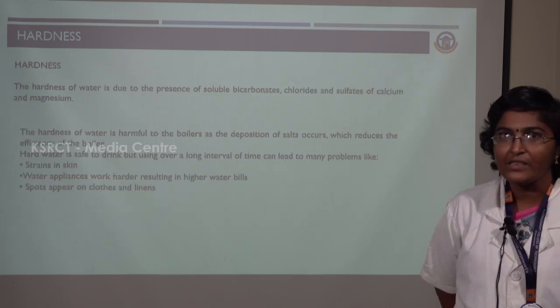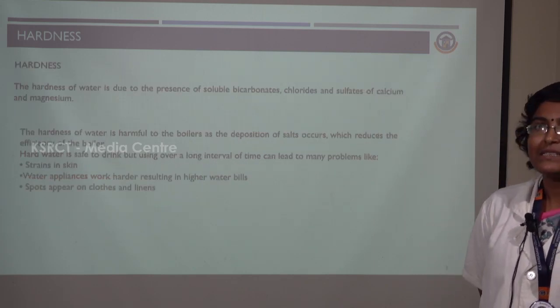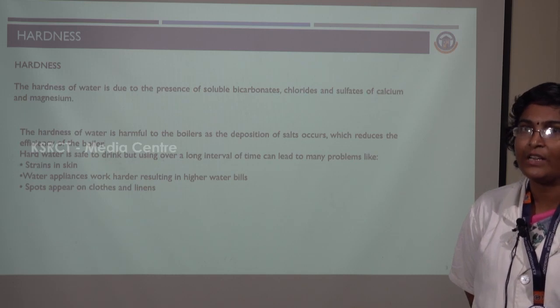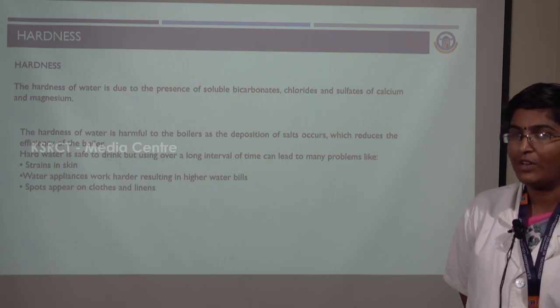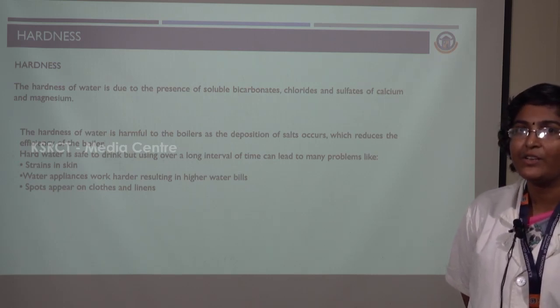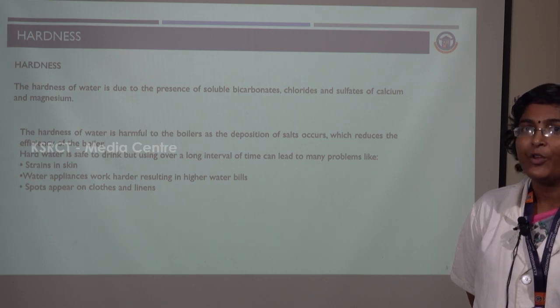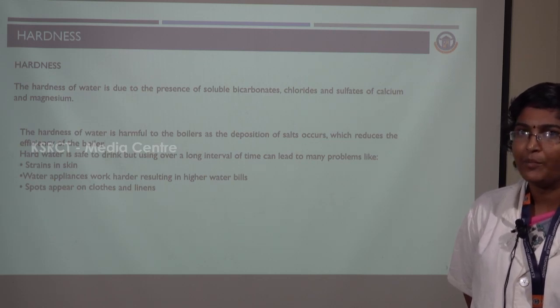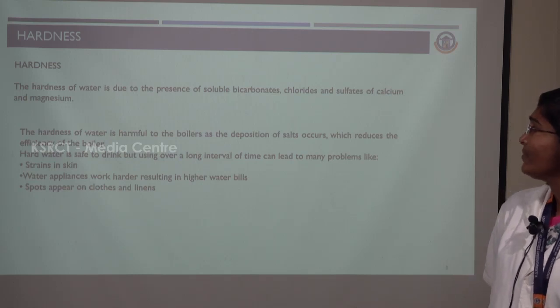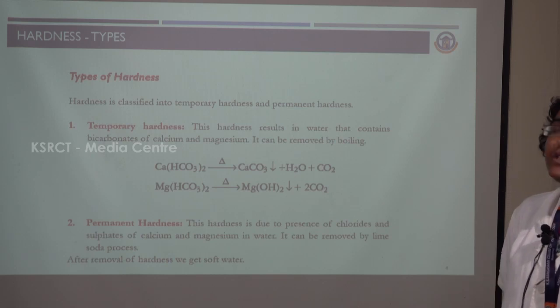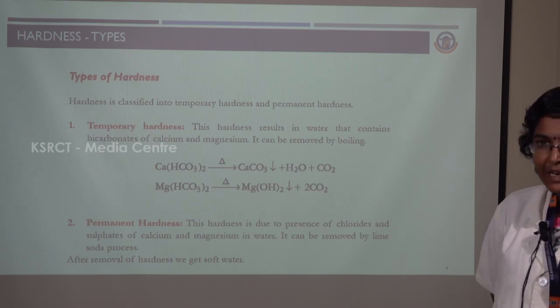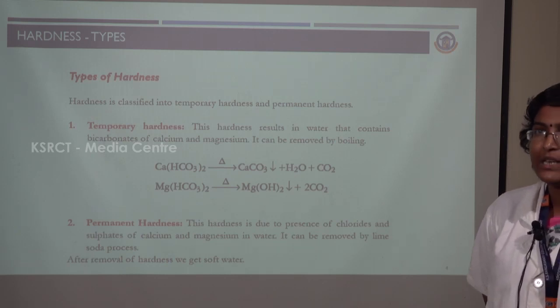Next, hardness. What does hardness mean? The substance present in hard water is hardness. The substances responsible for hardness are calcium and magnesium salts. Hardness can be classified into two types: temporary hardness and permanent hardness. We will see them one by one. First, what is temporary hardness? Temporary hardness is due to the presence of calcium bicarbonate and magnesium bicarbonate in water.